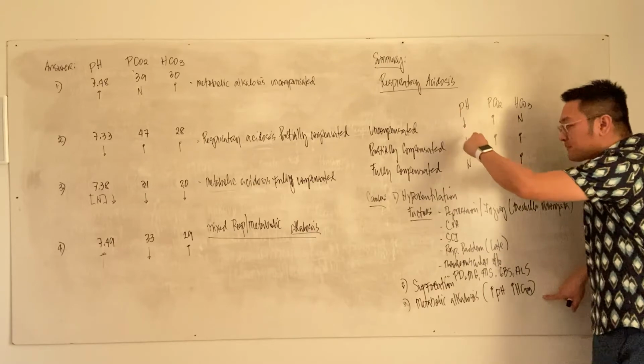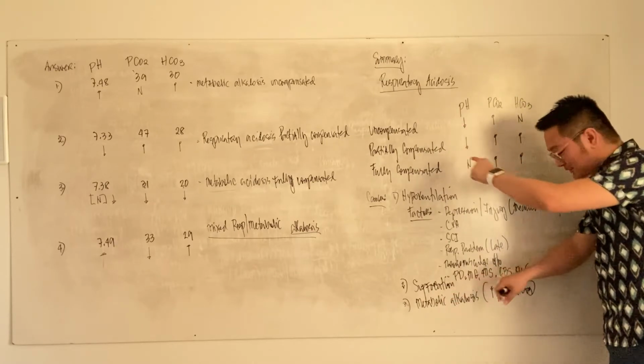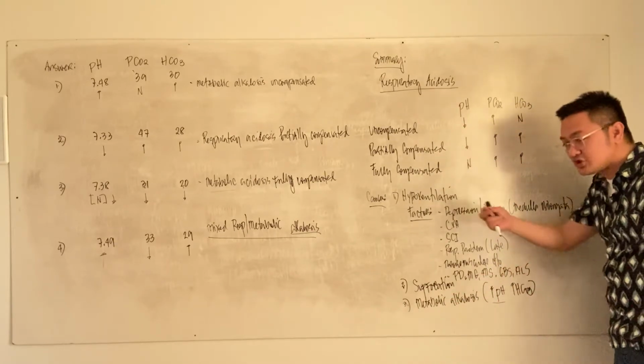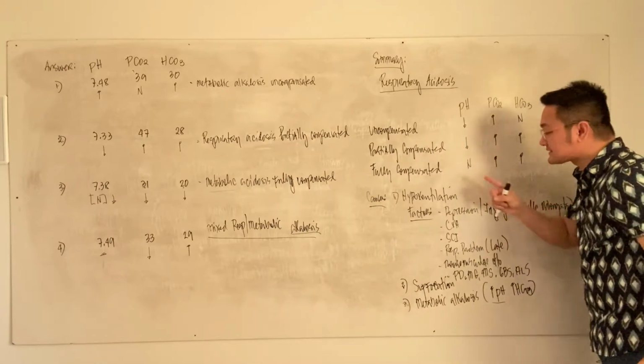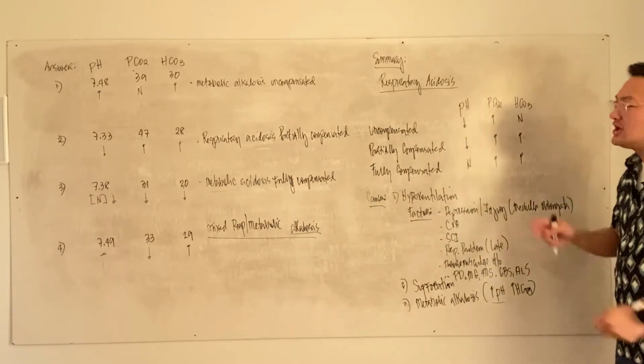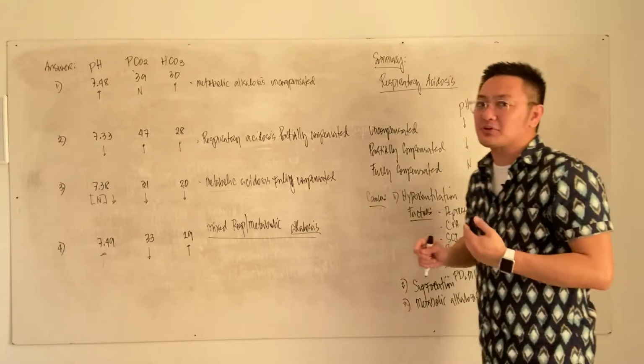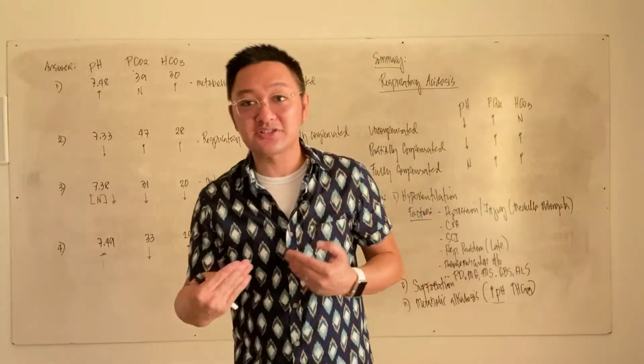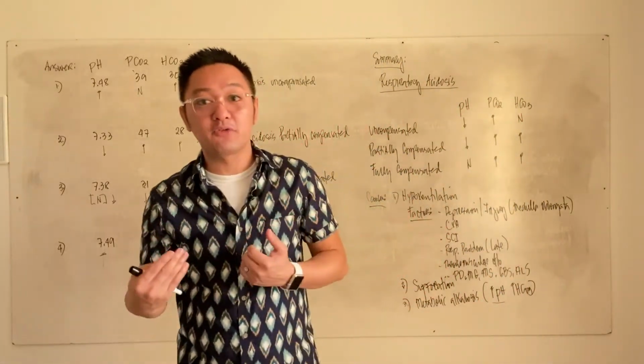Why will you bring down the pH? Because in metabolic alkalosis, the pH is high. So you try to bring it down by causing hypoventilation. Okay, so let's proceed. A patient with respiratory acidosis, how do we treat patients like this? How do we treat this type of condition?